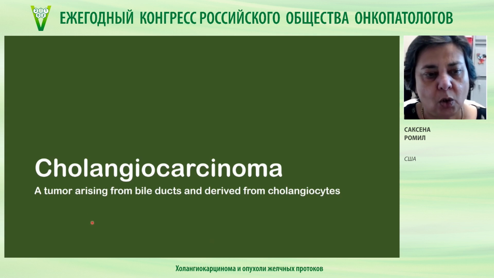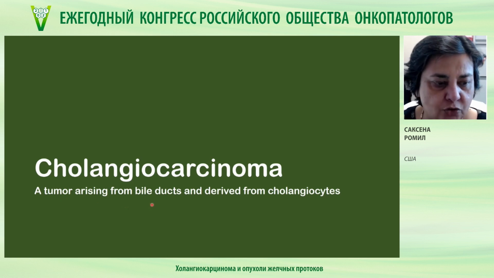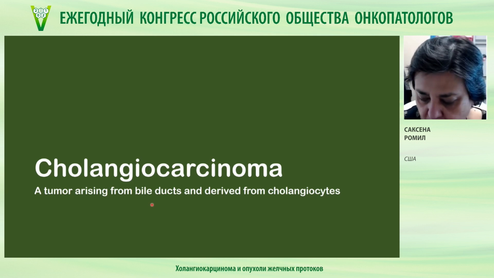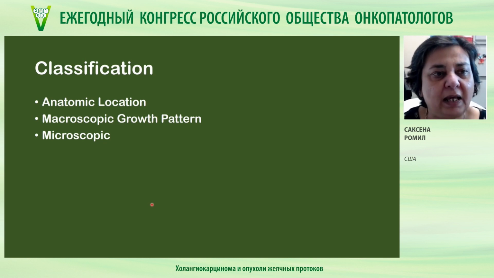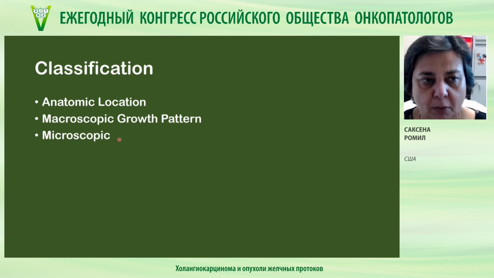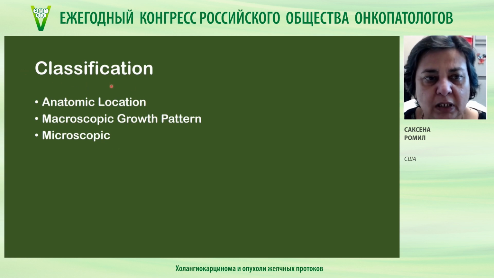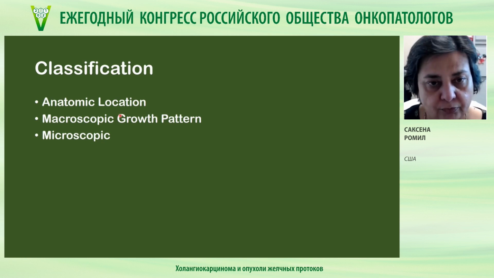So then, moving on to cholangiocarcinoma. This is a tumor arising from bile ducts and derived from cholangiocytes. So cholangiocarcinoma can be classified according to the anatomic location, its macroscopic growth pattern, or the microscopic features. That is what you find in literature. We find that cholangiocarcinomas have been classified in one of these three ways.